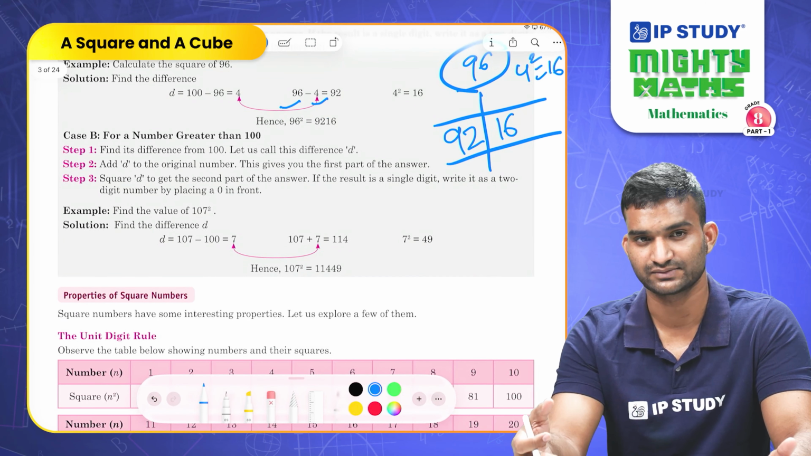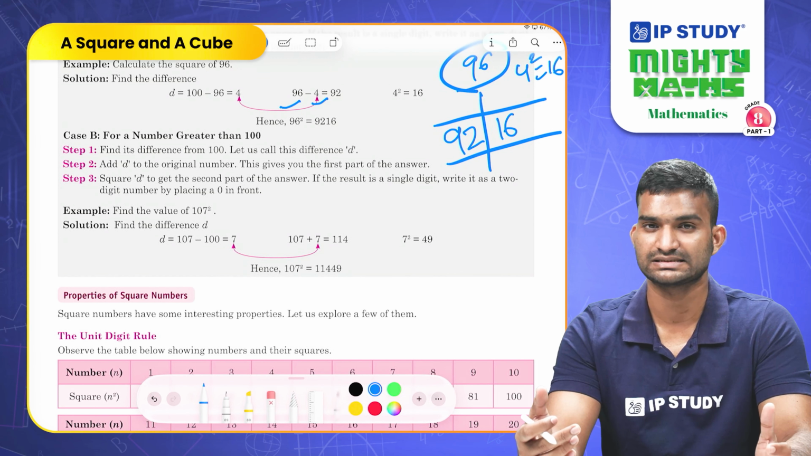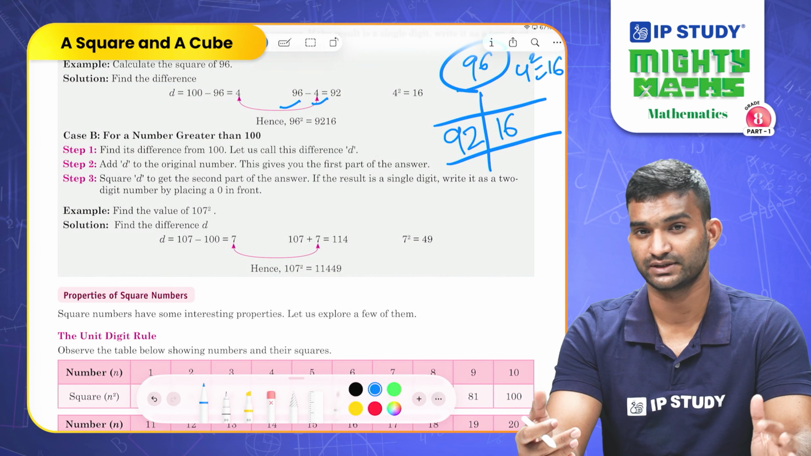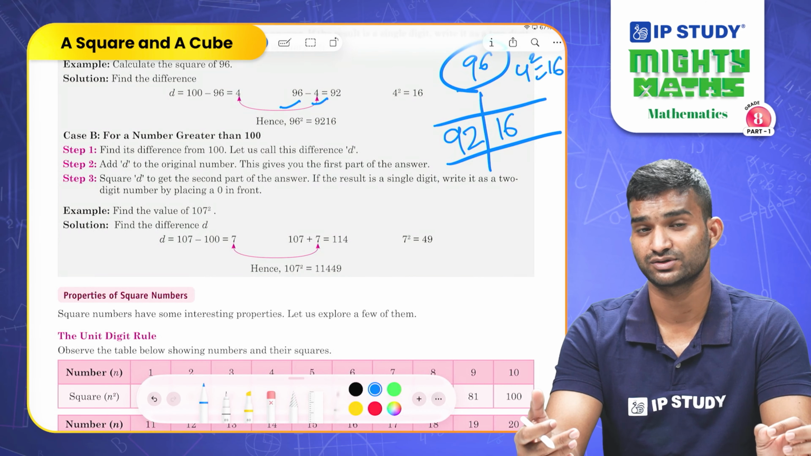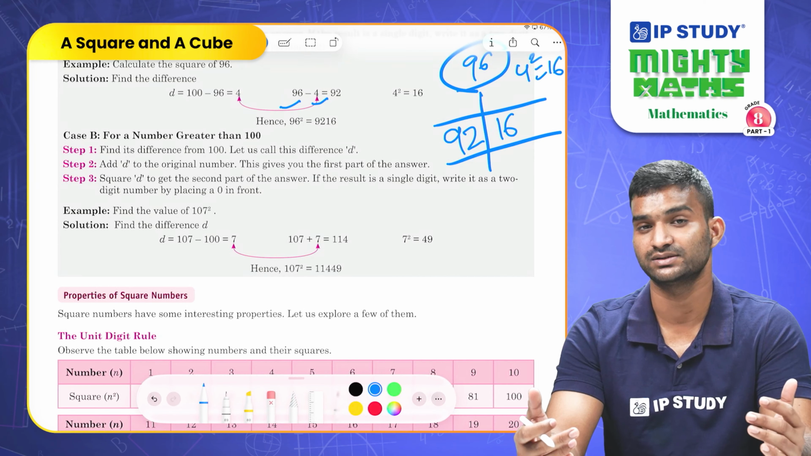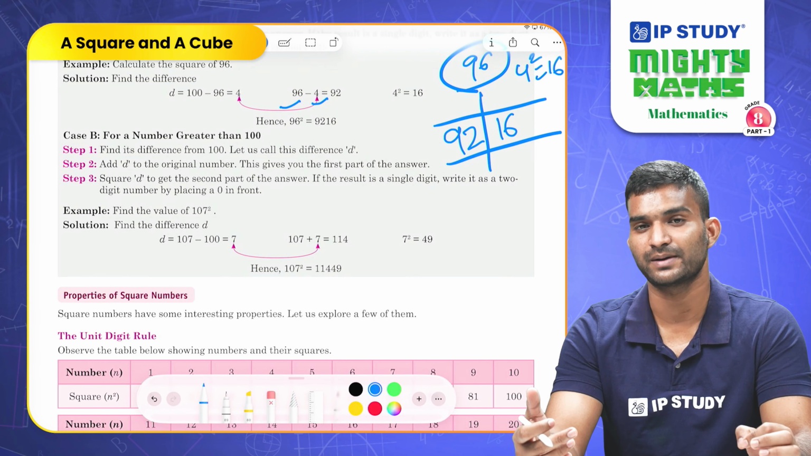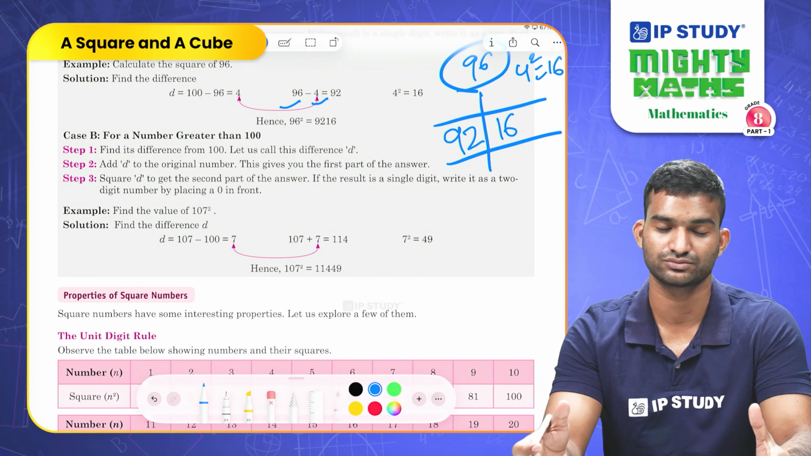There is a second case when the number is greater than 100. When the number was less than 100, we took the difference, then we took the difference of the original number and the obtained difference. In this case, when the number is greater than 100, firstly we take the difference, and in the next part we add that difference to the original number.